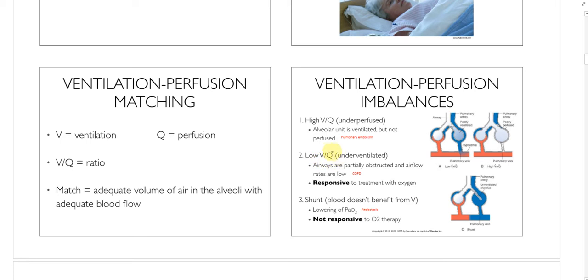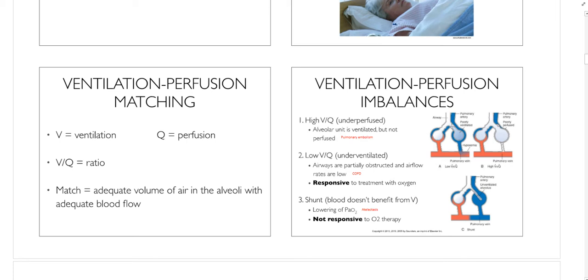Whereas with a low VQ mismatch, with these people, we're not really going to be able to change much the perfusion. Once we get to a certain point, that's at maximum. But in relation to perfusion, we have a low level of ventilation. So these are going to be people who are having, for example, COPD or asthma. For whatever reason, the airways themselves are restricted or obstructed. They're not able to allow enough air movement through for ventilation and gas exchange to occur.